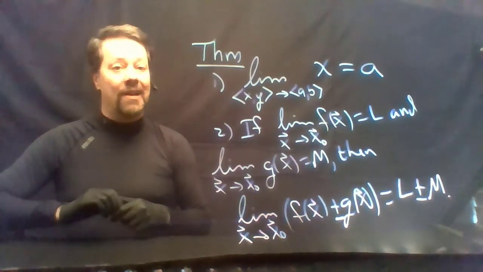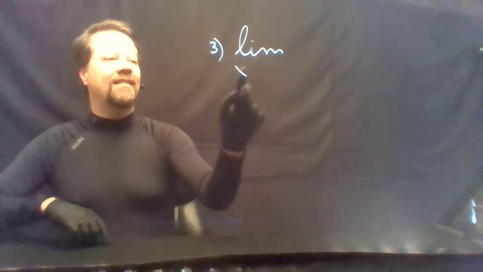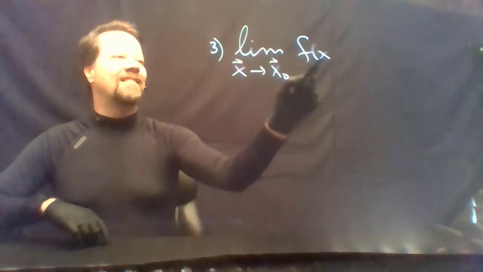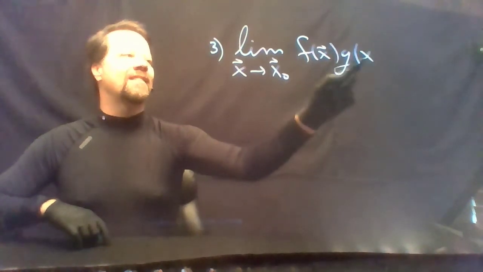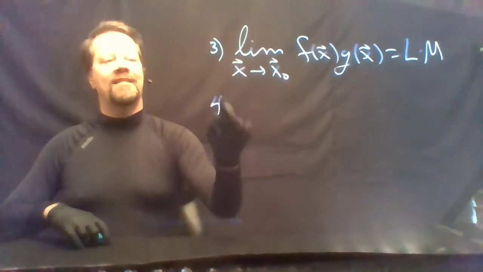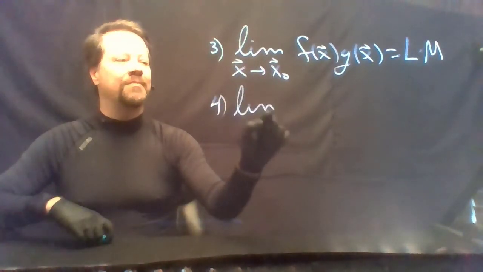What about products and quotients? Of course, in the limit as x goes to x naught, f of x times g of x, you'll get L times M. And we know that division has its nasty little problem.